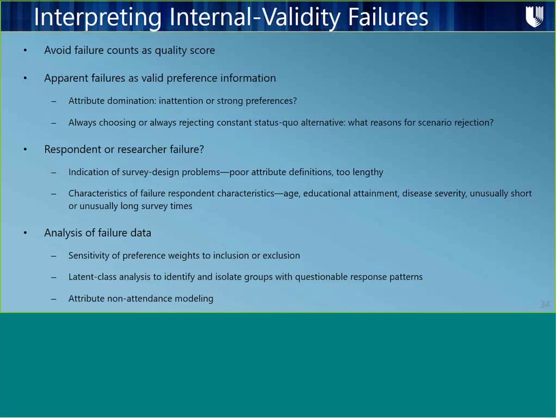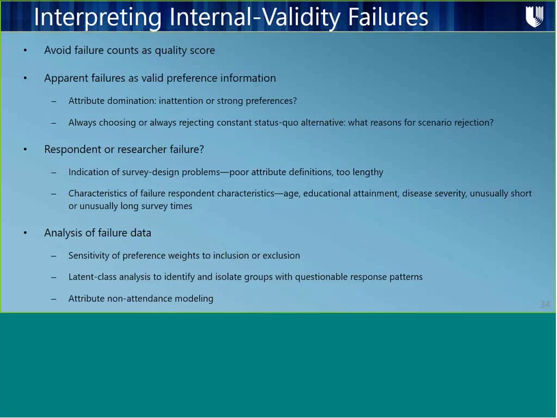It is possible that the validity failures are an indication of survey design problems. It is not a failure of the respondent, but a failure of the researcher. It may be that the attribute definitions were ambiguous, unclear, incomplete, too long. That is, you just didn't do a very good job of setting people up to do the trade-offs. It's also possible that characteristics of the respondent result in failure. Older respondents with lower educational attainment, we're asking them to do, in choice experiments, a pretty difficult task.